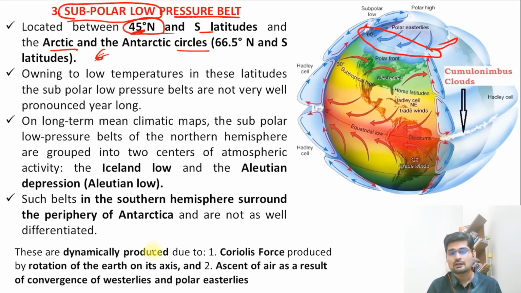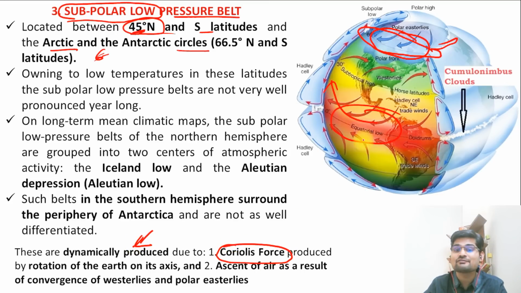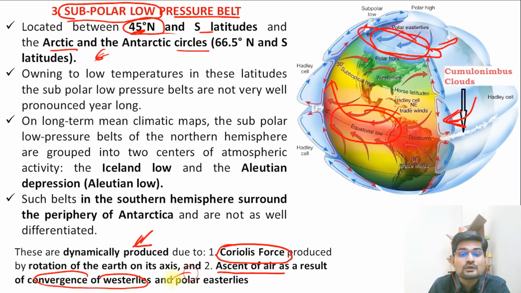Now the question is, low pressure is generally created because of the heating action here, right? Because the wind moves upward. But why is this low pressure created here in this particular subpolar belt? Because even the temperature is not that high. So the reason for that is it is a dynamic production. It is because of the Coriolis force, that is the force that is applied on the wind due to the movement of the planet, that is the Coriolis force that we know, and the ascent of the air as a resultant of the convergence of westerlies and polar easterlies.